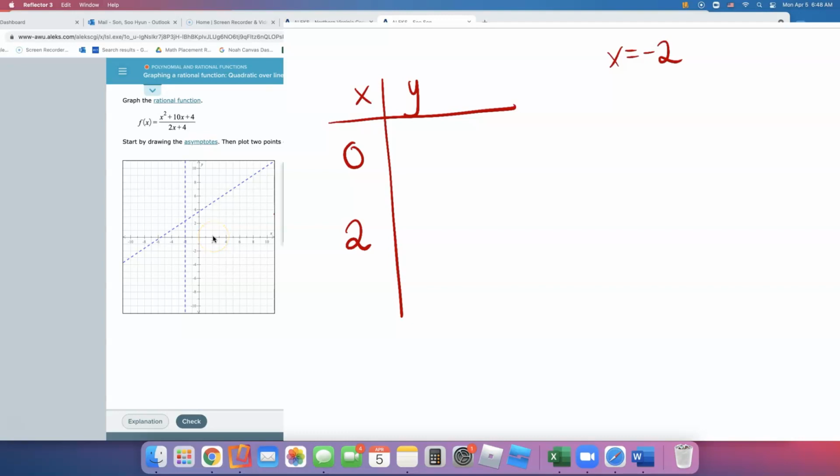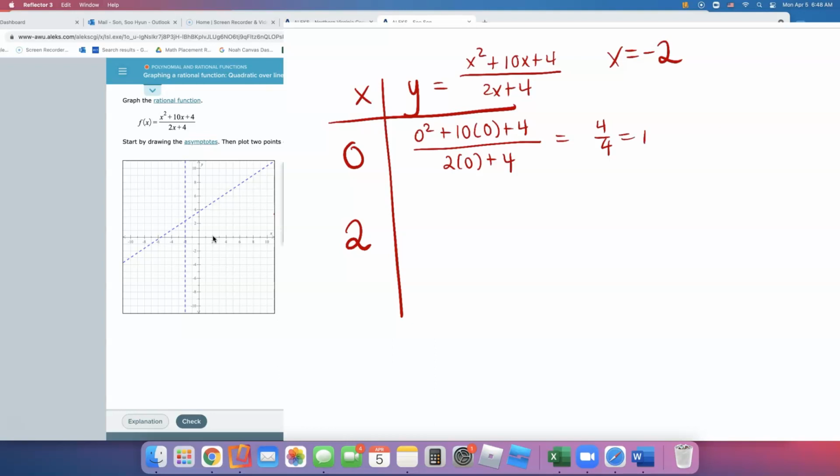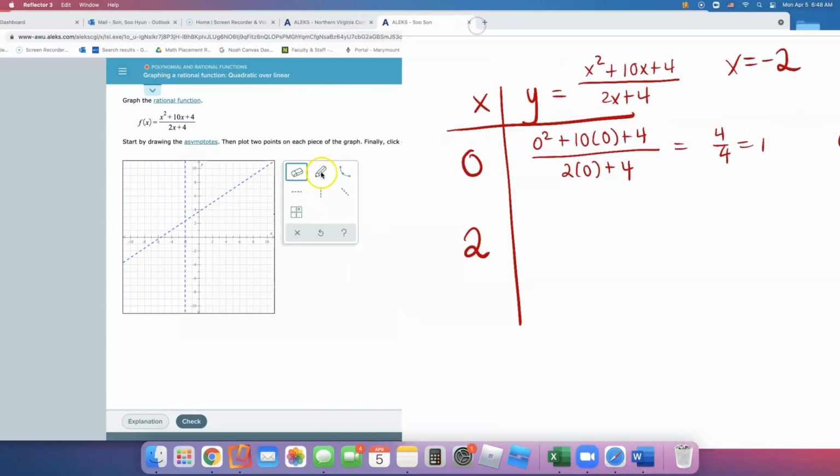So if I plug in 0, what will I get? Remember the function was x squared plus 10x plus 4, and the bottom of the function was 2x plus 4. Let me plug in 0 in here. That is 0 squared plus 10 times 0 plus 4 divided by 2 times 0 plus 4. That is 4 over 4, which is 1. I will plot a point at 0, 1.